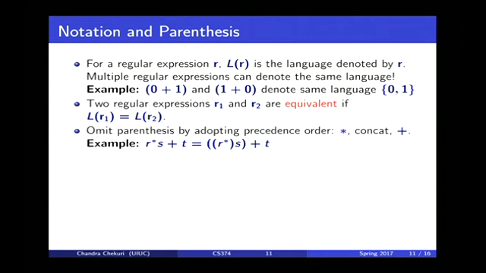How do we get rid of the parentheses? Well, just like in arithmetic, right? Plus will have low priority. Concatenation will have high priority because it's like multiplication, and star has the highest priority. It's like exponentiation. Does it make sense?